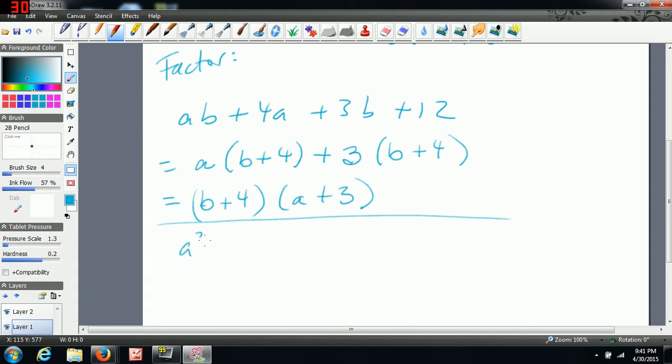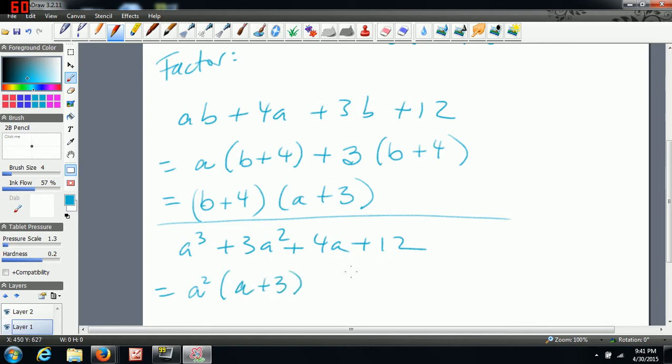So say we have a to the 3 plus 3a squared plus 4a plus 12. Again, over here I see that I've got a common factor. Now I can factor actually out of the first 3 in a, or I can factor by grouping. So I could factor an a squared here, so the highest thing I could factor out of here would be a squared, these two. So I could group these two together and I would be left with a plus 3.